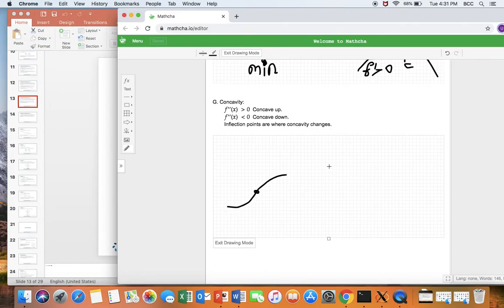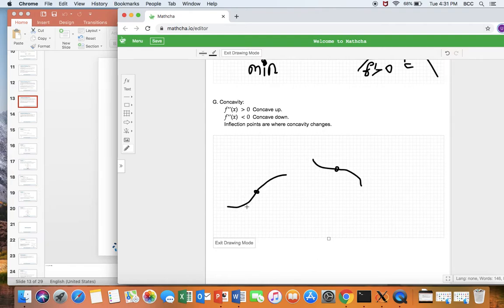Let's look at a function that is decreasing throughout. So say you're coming like this, concave up and then concave down. Here is an example of another inflection point. Concavity changed from up to down. Now this was a decreasing function.